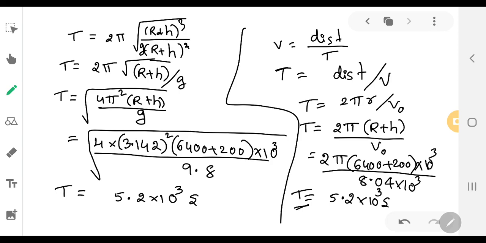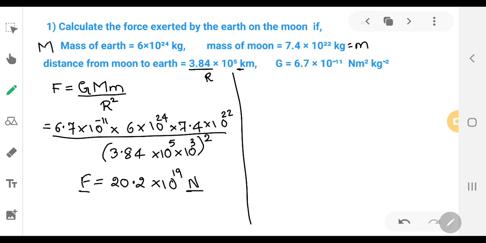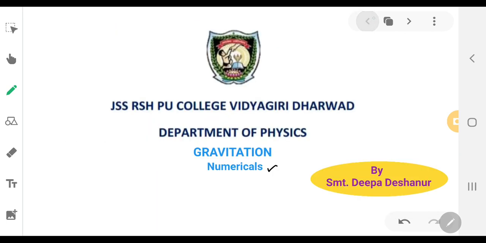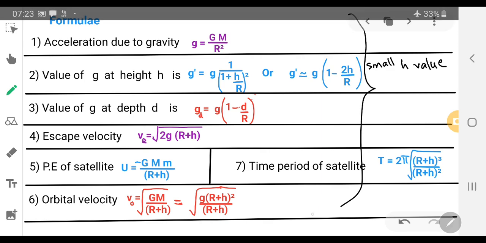So these are a few equations, a few numericals based on gravitation. Practice these equations. Along with this, you can practice some other numericals on gravitation. Note down all these equations.